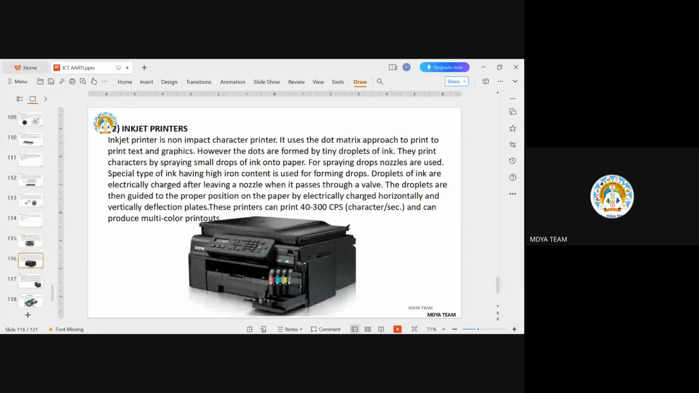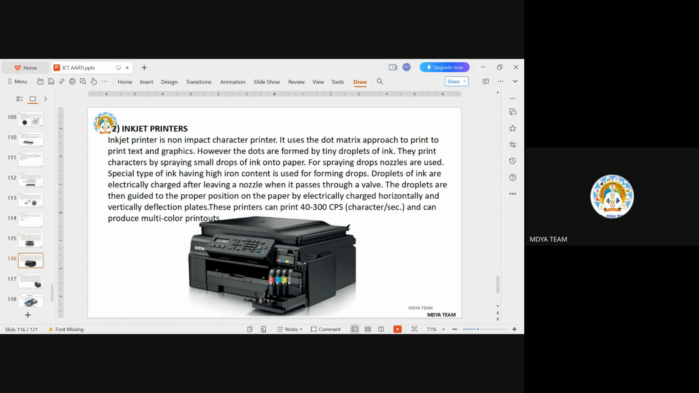But inkjet printers are used in homes. They are small in size and they print characters. This is also an example of a character printer, but it is a non-impact character printer. Okay, this is the non-impact character printer. The laser printer is a page printer.